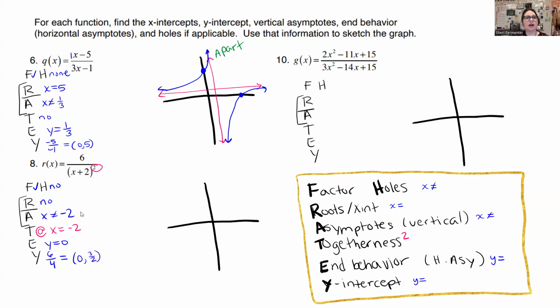I'm ready to graph. I'm going to sketch on my intercepts and asymptotes. Intercepts and asymptotes. End behavior, Y equals 0, -2.